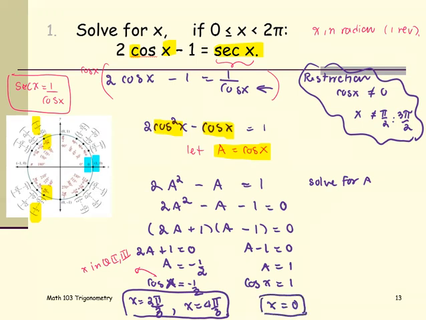Now we have three solutions for this problem, and all three solutions are not pi over 2 or 3 pi over 2. So we are good.